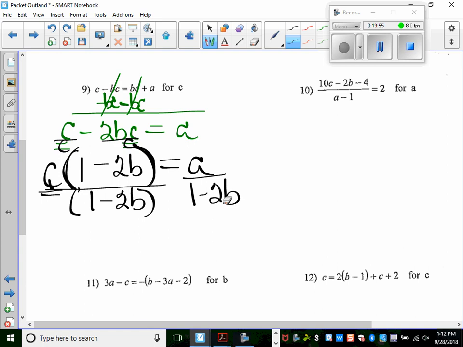Okay, you can put the parentheses around it or not, doesn't matter. So C equals A divided by 1 minus 2B.